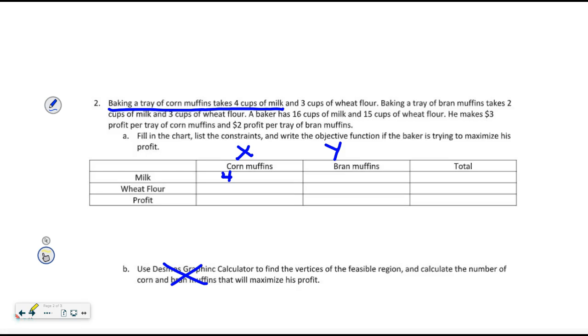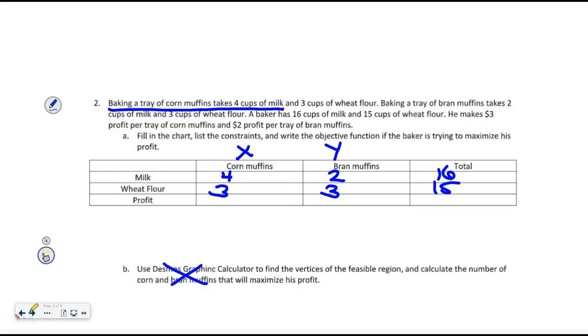And 3 cups of wheat flour. So 3 cups of wheat flour. Next one, it says it takes 2 cups of milk for the brown muffins and 3 cups. Is that what it said? 3 cups? So both of them take 3 cups. Next up, they have 16 cups of milk. So I go over here and go 16. 15 cups of flour, 15.